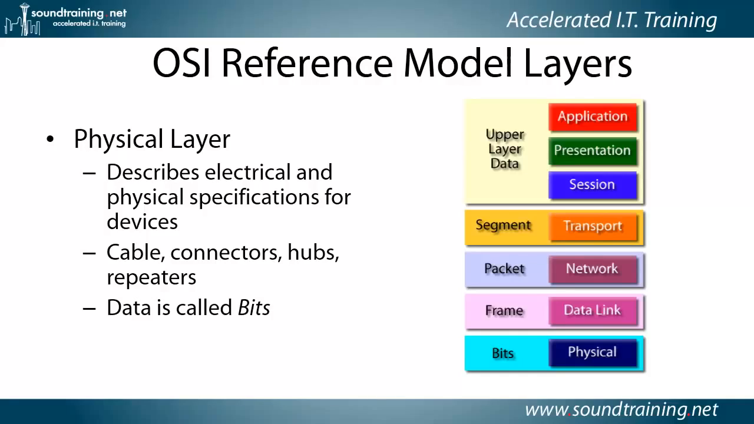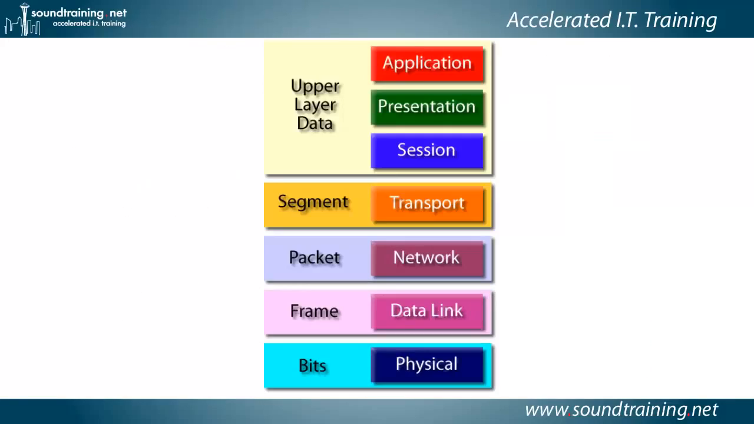So when people say start your troubleshooting at the physical layer or layer 1, they're talking about the OSI reference model. You want to check and make sure things are plugged in, turned on, and you have the right kind of cabling, the right kind of connectors.